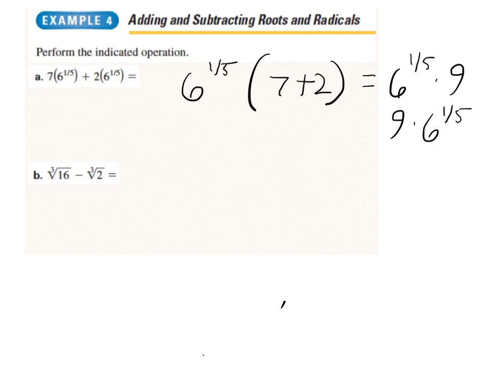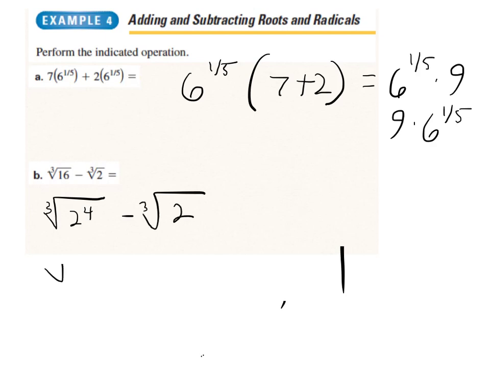Here what we've got is the cube root of 16 minus the cube root of 2. So what I would like to try to do is turn the cube root of 16 into something representing the cube root of 2. Because the cube root of 2 can't be simplified any further, but the cube root of 16 might be able to. What we really have is the cube root of 2 to the 4th minus the cube root of 2.